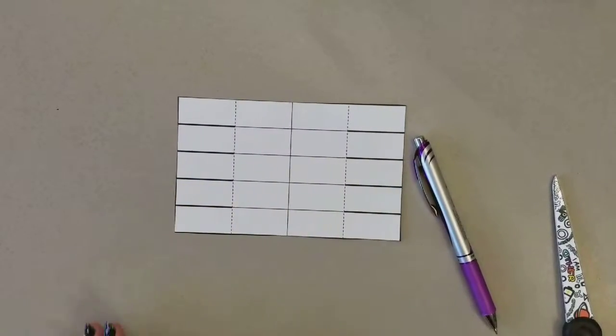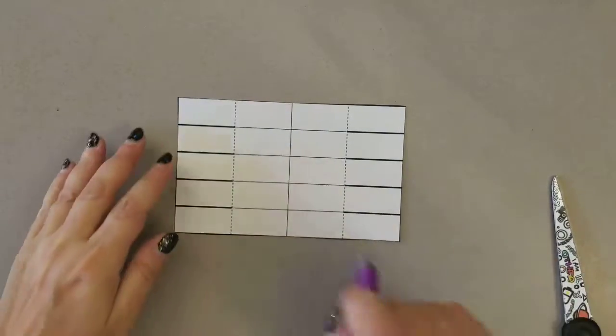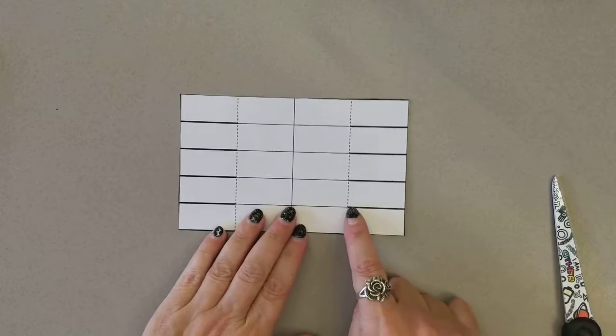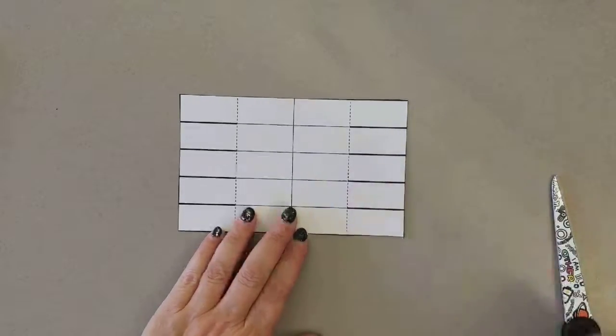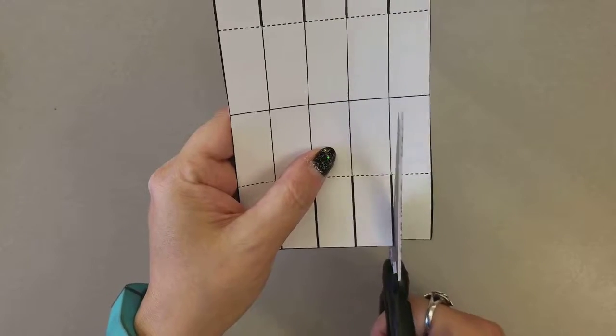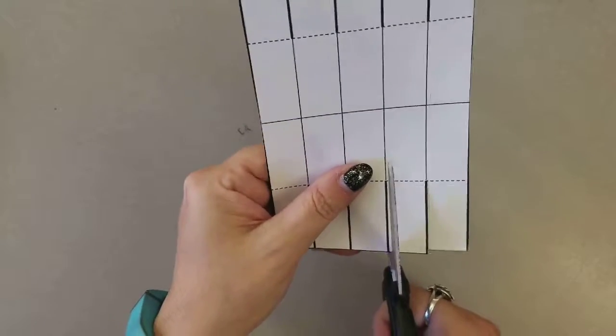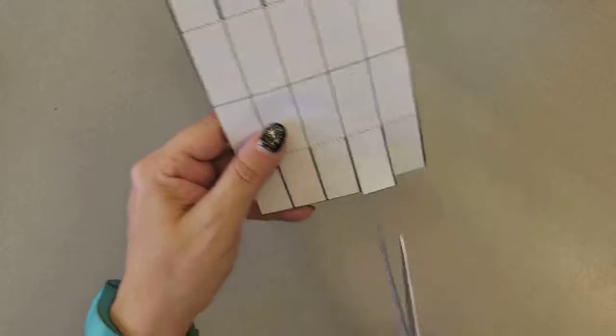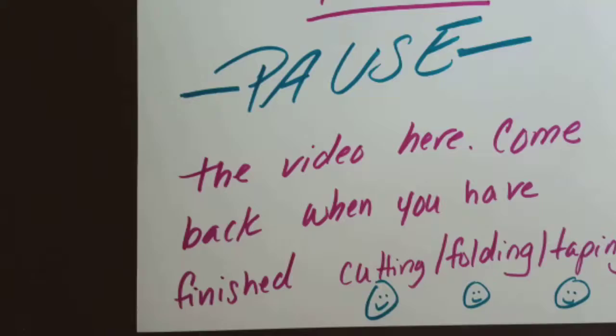Presto changeo, thanks to some movie magic, we have this cutout. What I would like you to do, please, is to cut along these edges, but only on the thick black lines. Comme ça. Quand vous avez fini, s'il vous plaît, retournez. When you have finished, please come back.